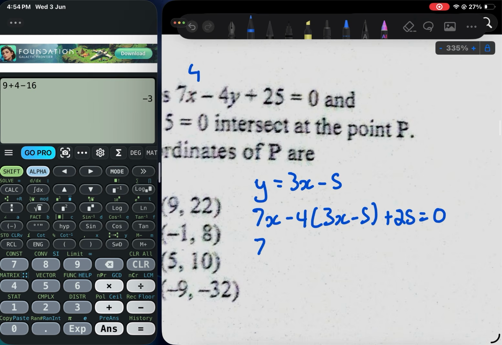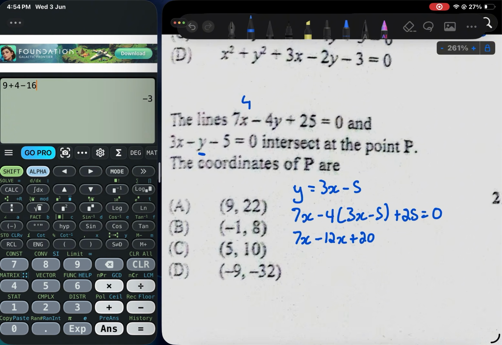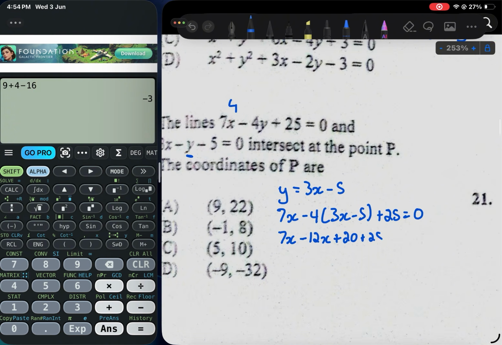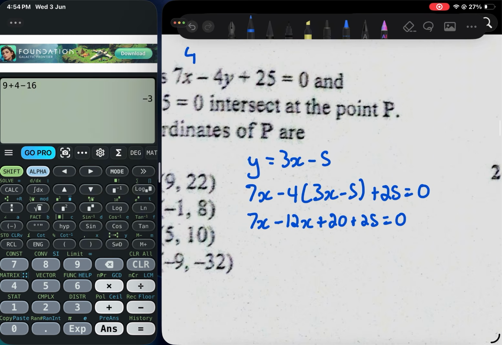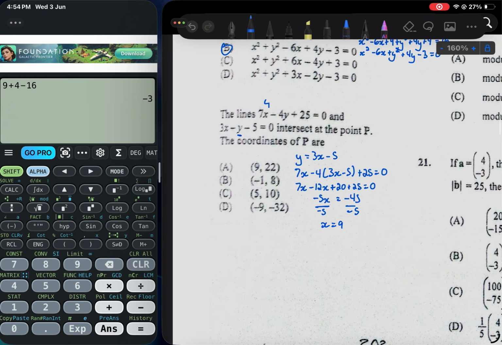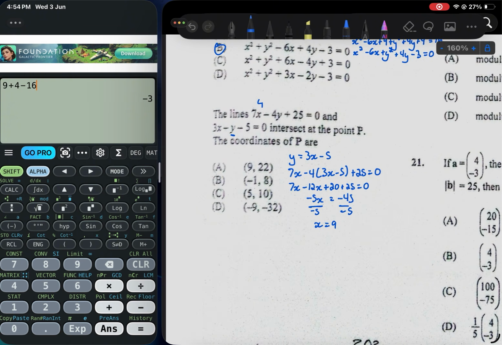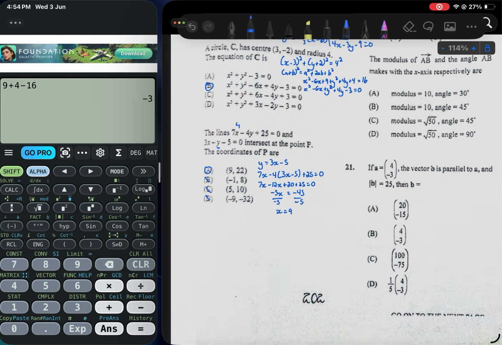So 7x minus 12x plus 20 plus 25 is equal to 0. Minus 5x is equal to negative 45. X will give us 9. And if you look at your answers, the only answer with x as 9 is A. So by process of elimination, we could deduce that our answer is A.